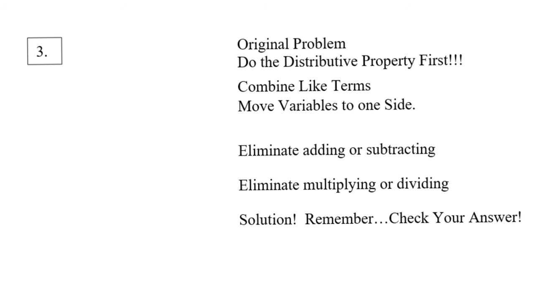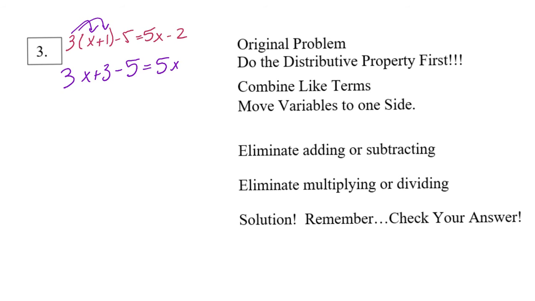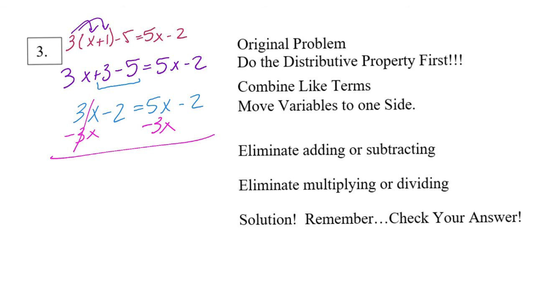Okay, this is the last one we're going to do where it has all the steps written out. So 3 times (x plus 1) minus 5 equals 5x minus 2. Very first step, always do the distributive property. 3x plus 3 minus 5 equals 5x minus 2. Combine like terms. We have a set of like terms here, 3 and negative 5. So 3x take away 2 equals 5x take away 2. And then we need to move our variables all on one side. I'm going to minus the 3x on both sides. Negative 2 equals 2x minus 2. I'm going to add 2 on both sides.